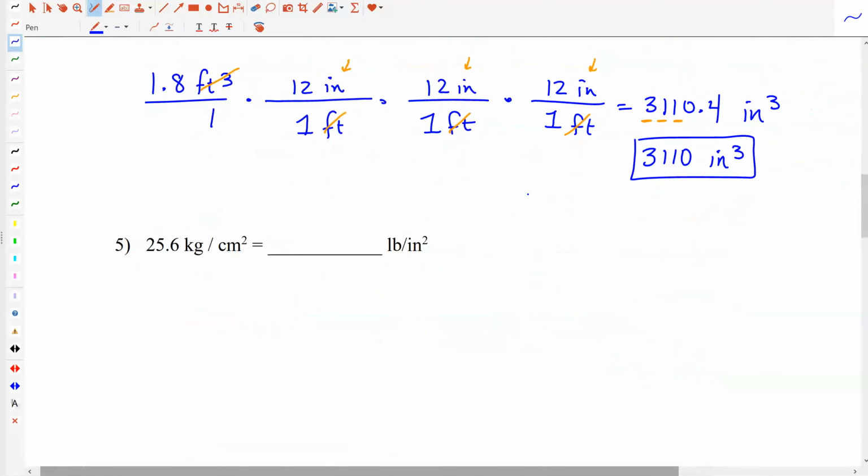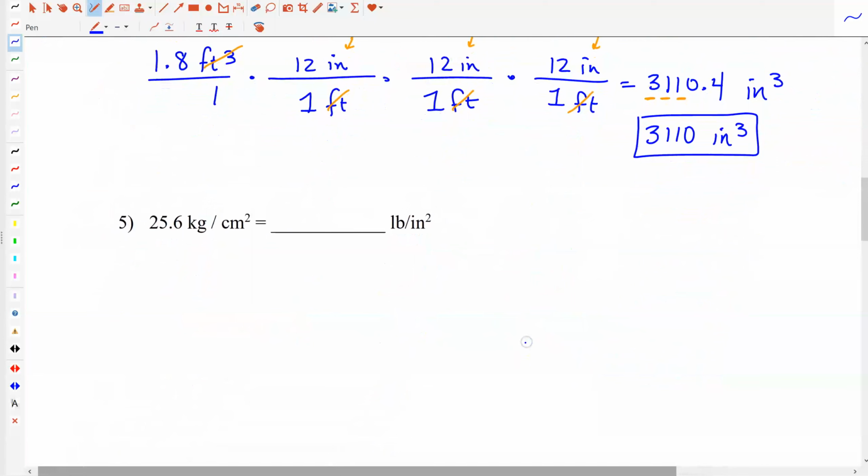All right, number 5, I want to convert 25.6 kilograms per square centimeter to pounds per square inch. So I have 2 units I have to convert out. I have to convert my kilograms to pounds, and I have to convert my square centimeters to square inches. It doesn't matter which conversion you do first; ultimately we're going to have to convert out both of them. Now when I go to set up the original problem, I'm not just going to put it over 1 because my denominator is going to have units. So I'm going to have 25.6 kilograms over 1 square centimeter.